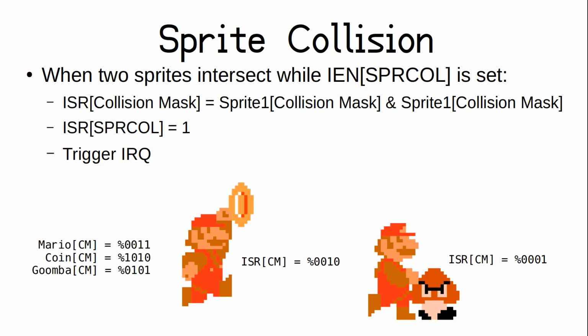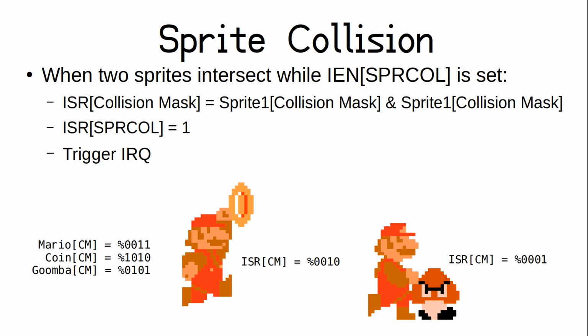The VERA will automatically consider any opaque bits overlapping to be a collision, and will set up the ISR register accordingly. To illustrate this, we will define 3 sprites, each with their own unique collision mask. Our player avatar, Mario, has a mask of binary 0011. This means it can collide with sprites in both classes 0 and 1. The coin sprite has a mask of 1010, which means it can collide with classes 3 and 1. And finally, the little Goomba has a mask of 0101, so it collides with classes 2 and 0.